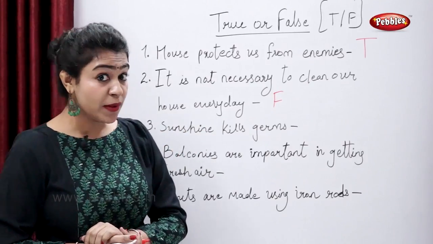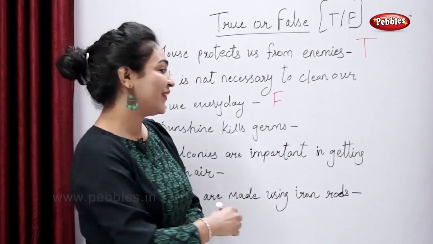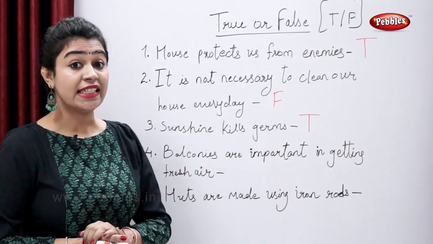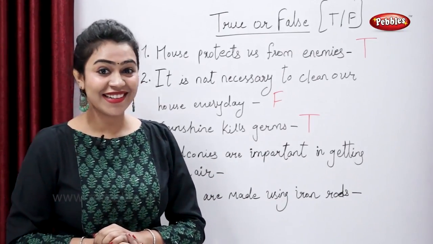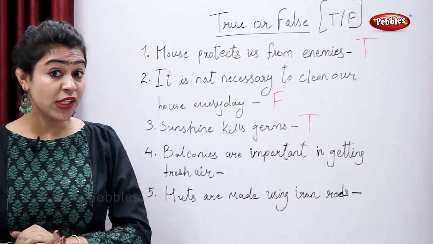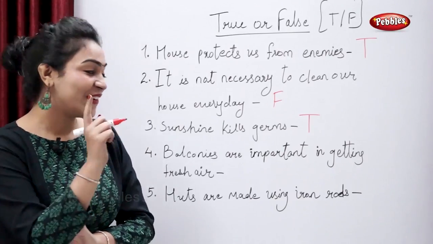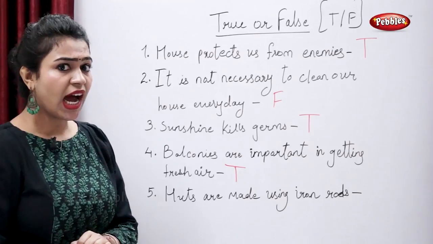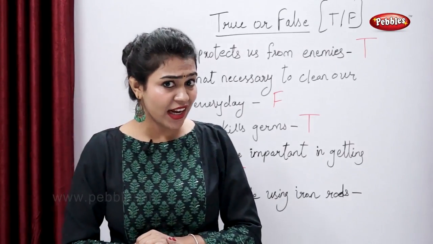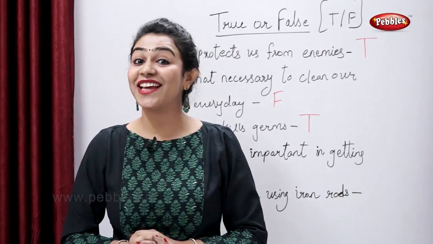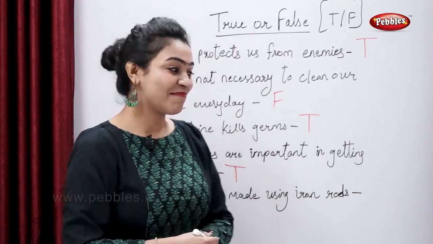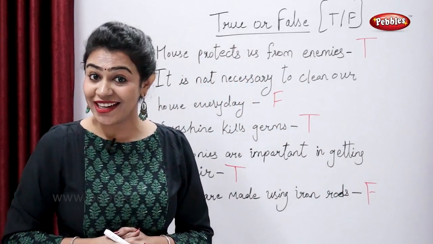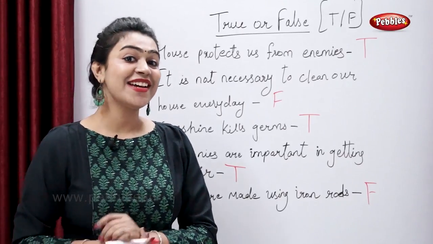Sunshine kills germs. True. Balconies are important in getting fresh air. So tell me, is it true or false? True, right. Huts are made using iron rods. Is that? No, right? So then, it's a false statement. So the correct answer is, huts are made using straw and mud.